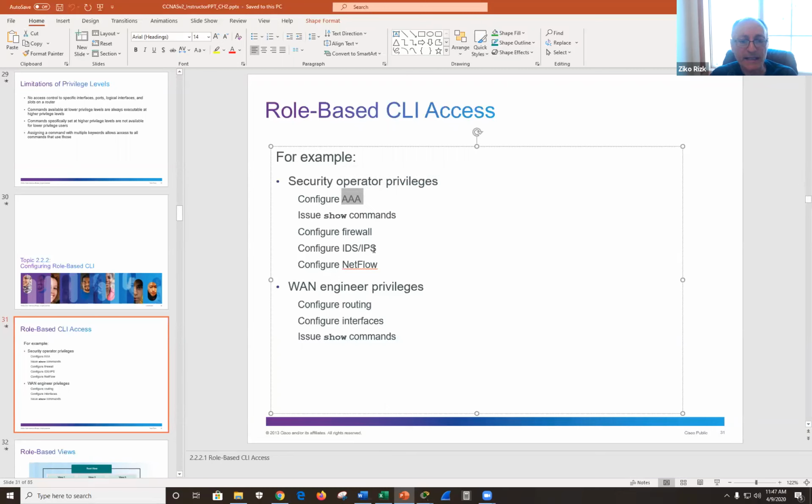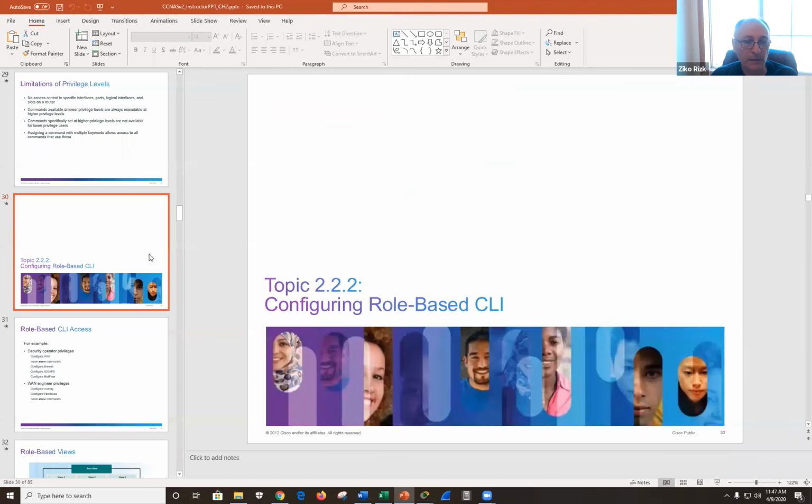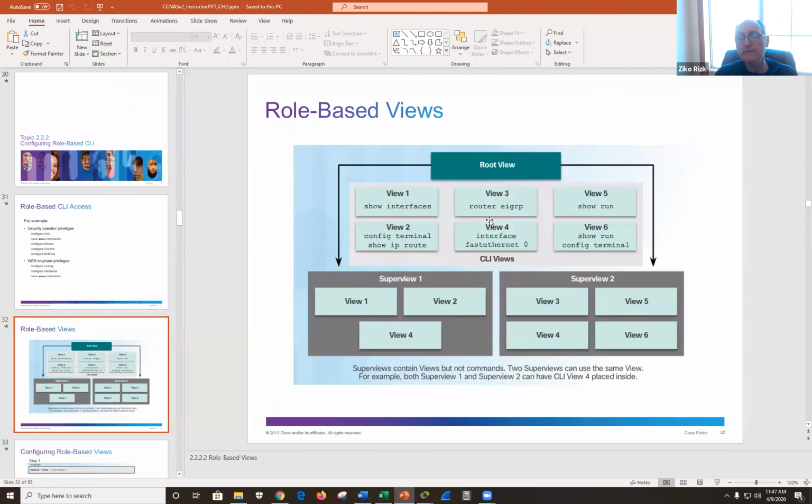IPS, IDS is intrusion prevention, intrusion detection, and we have a whole chapter on this later on. So this is the view. We can create super views that consist of multiple views, going back to limiting access. So we can create view 1, 2, 3. Each view has specific privileges, and then we can create a super view that consists of multiple of those views. And then we limit the user to a view or to a super view. Does this sound familiar to what we were talking about just 5 minutes ago?